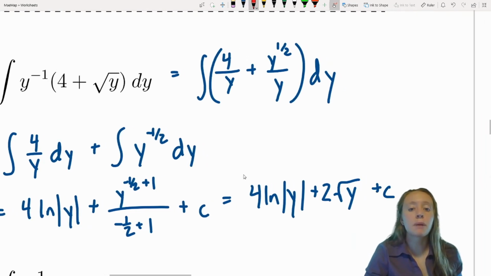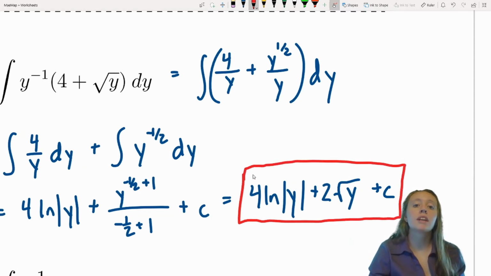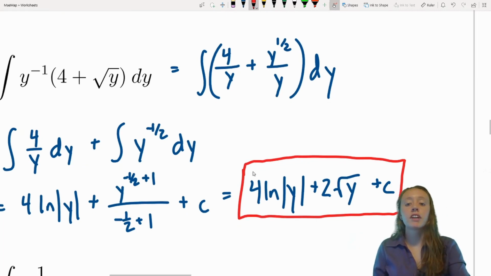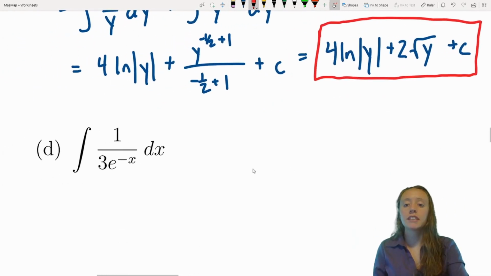Now this one, especially since we haven't worked with fractional exponents, is going to be a great one to double check with the derivative. So do that now before continuing on. Now that you've done that, moving on to part D.